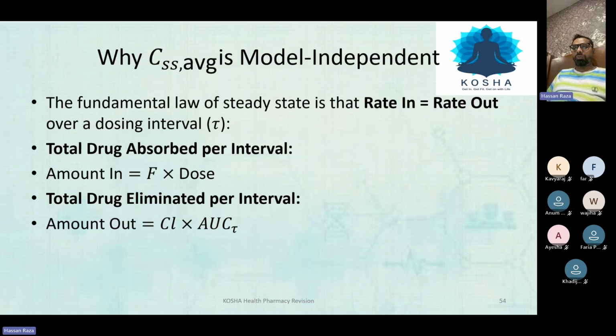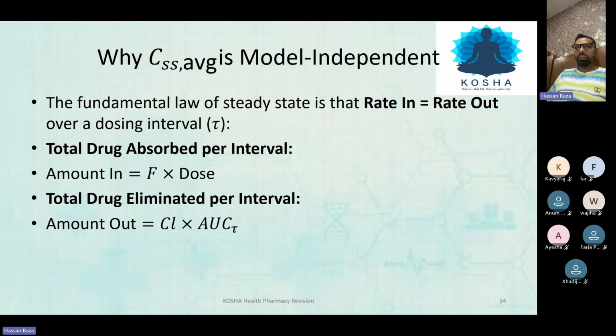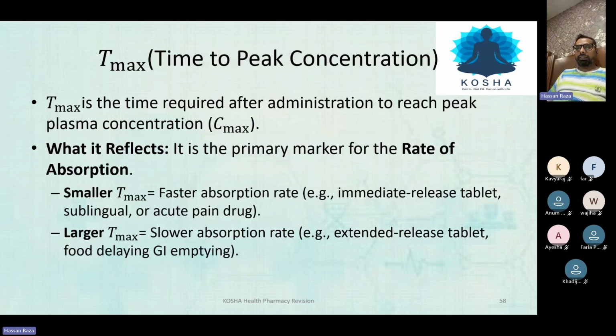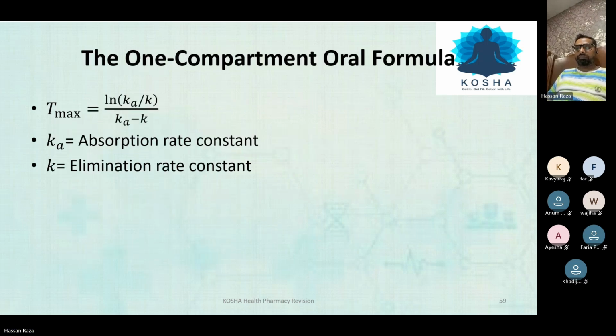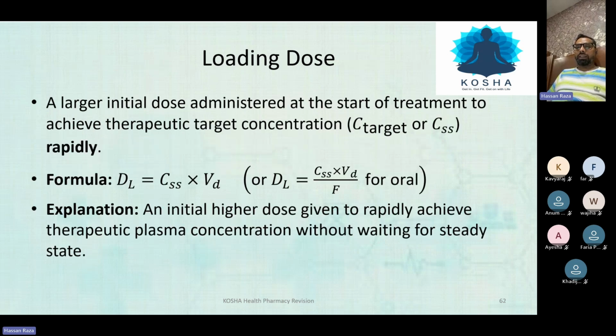I think we should move to the calculation because we have started a little late due to some problem with the link. So I'm skipping. Now, what is loading dose?